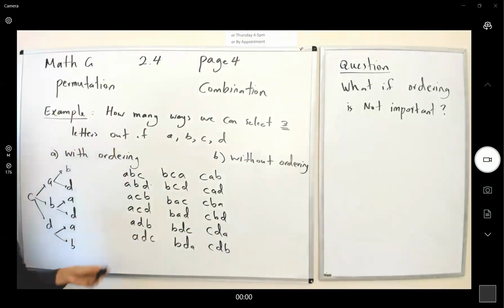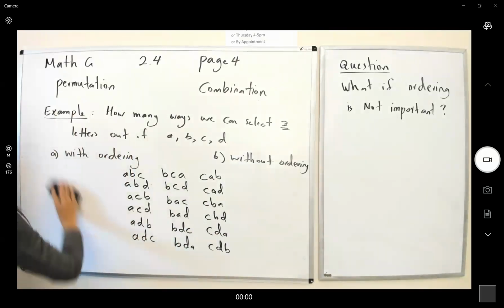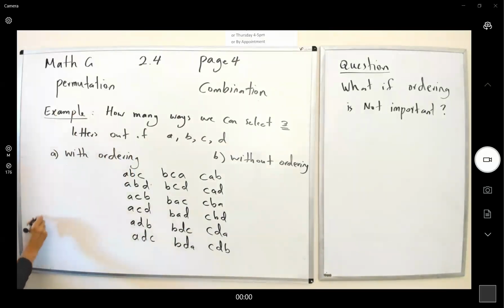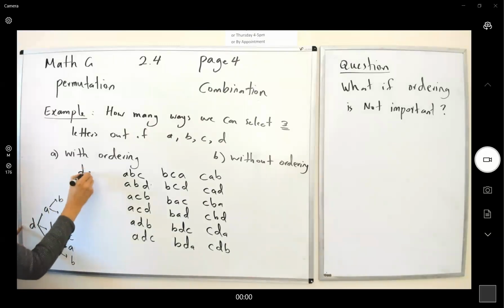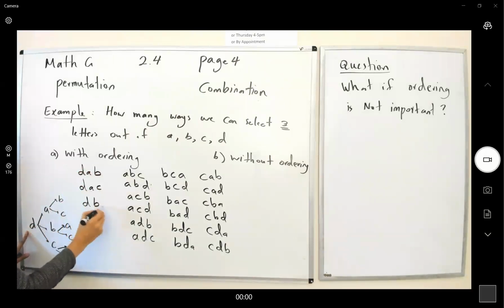And finally, if your very first letter is D, you're going to have the same process. For D, we have A, or B, or C. After A, you can select B or C. After B, you can select A or C. And after C, you can select A or B. So DAB, DAC, then DBA, DBC, DCA, DCB.